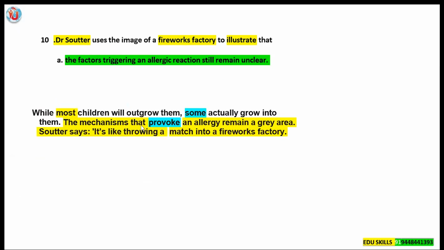The mechanisms that provoke an allergy remain a gray area. Whereas in the answer option, the same synonym word is used. The synonym of provoke is trigger. The factors triggering an allergic reaction. It's paraphrased and told. The mechanisms that provoke an allergy remain a gray area. The meaning of remain a gray area is unclear. So it's clearly told the factors triggering an allergic reaction still remain unclear.